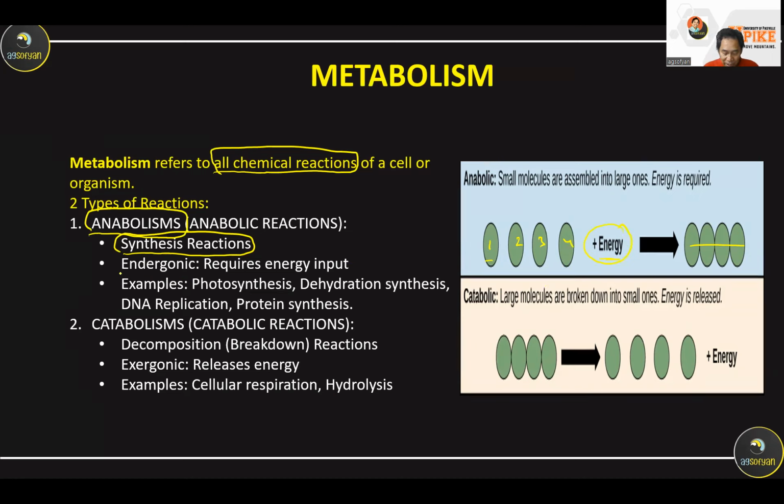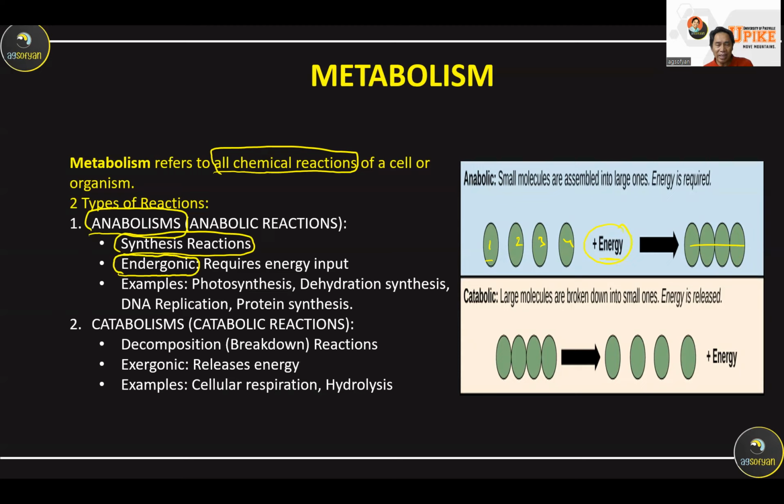This is the reason why anabolism is also known as an endergonic reaction. Ender means enter, and ergonic means energy. So energy enters into the reaction. Just remember, ana means synthesis. As I've mentioned in class, Anna is the wife of Bob the Builder. So anabolism means a synthesis reaction. This is the reaction that builds bigger molecules from smaller molecules.